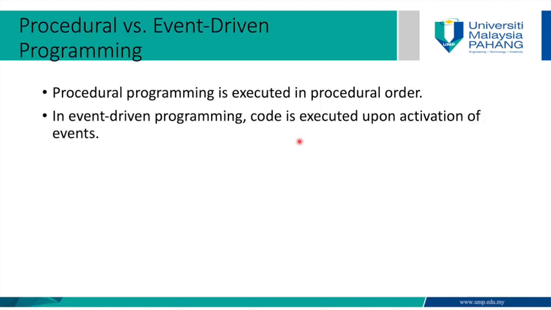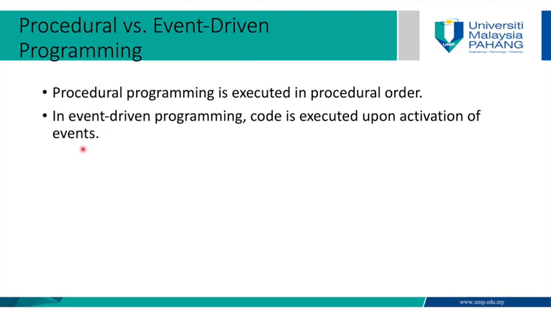Now let's move on to event-driven programming. In event-driven programming, we learn how the user can communicate and get feedback from the system. Procedural programming we already know, as you learned before. In C programming, you have one whole code in one file, and it is executed in a procedural order.